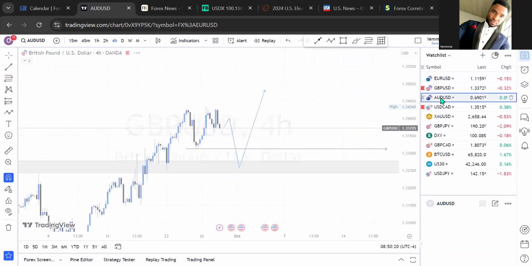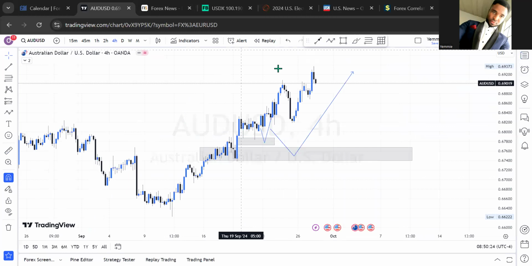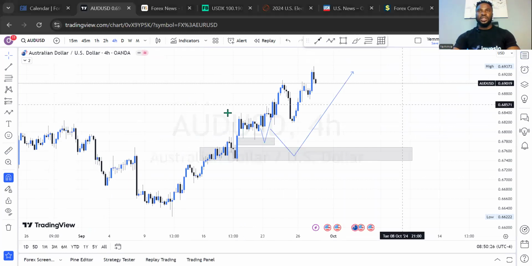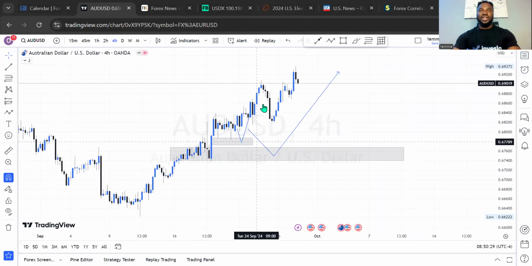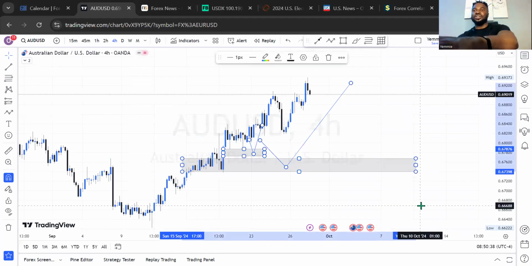And let's check what we have on AUD USD. Last week went well, as we expected the market to come into this price range. It did, and it bought from there. So this week, what opportunity do we have here on AUD USD?